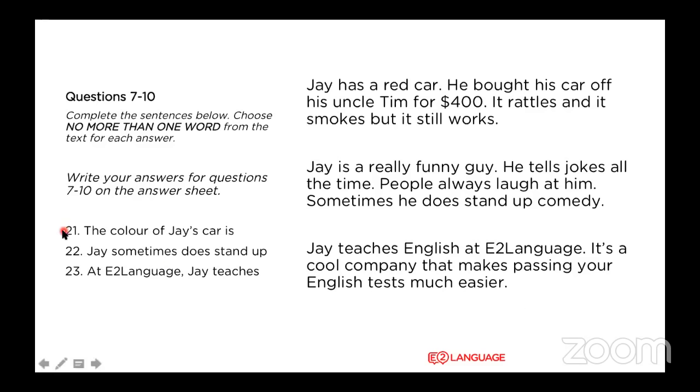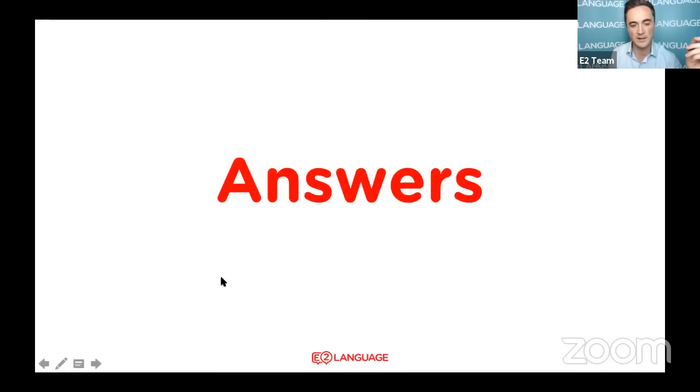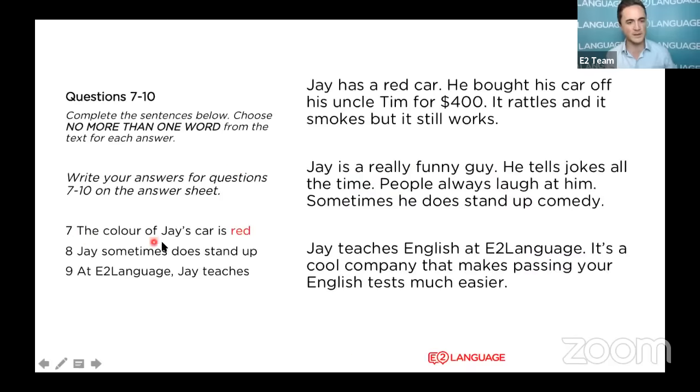Sorry, I just realized I didn't change the numbers here. Should be different numbers. Cool. All right, let's have a look at the answers. The answers are, well, we know that the color of Jay's car is red. This is a word taken directly from the text, and that's what you have to do in the IELTS. You don't create words. You take them directly from the text to complete the sentence, whether it's one word, two words, three words, etc.